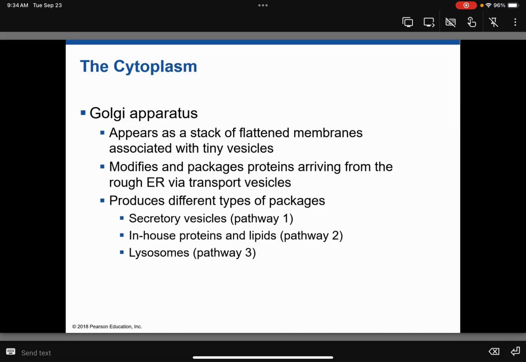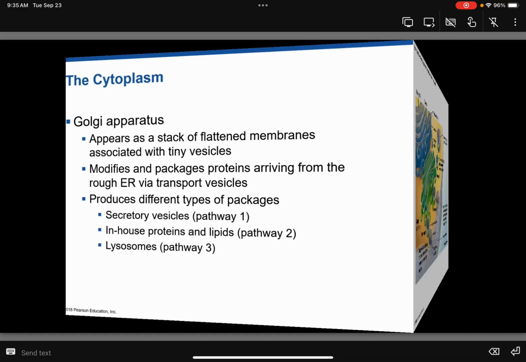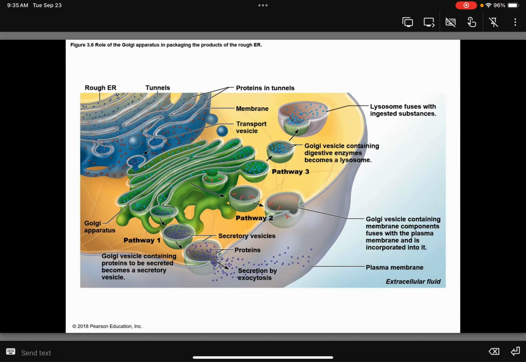Pathway 2 is showing in-house proteins and lipids, so the transport of those to the different parts of the cell. And then pathway 3 is showing lysosomes, which are a specific type of enzyme that are used to break down substances within the cell. So you get worn out parts of the cell that need to be broken down and recycled so they don't just accumulate in the cell. And that's what the lysosome is going to do. It's going to help break that down and recycle the parts, which I think is on our next slide of notes.